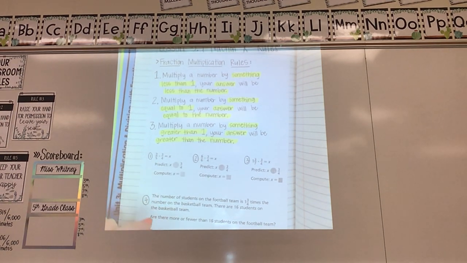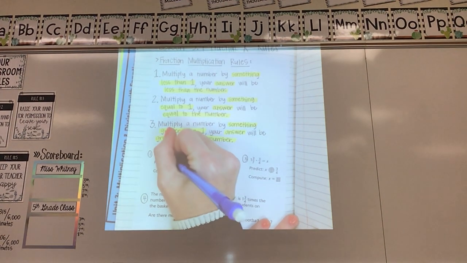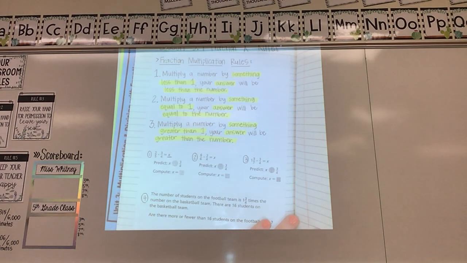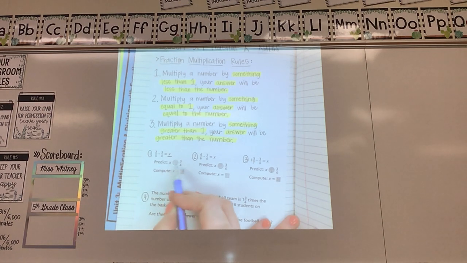Number 1 says 2/5 times 3/4 equals x. Remember, x is just like a blank. It's like, what is the answer? We're trying to figure it out. Now, today they're wanting us to make a prediction. Kind of like you do in science when you're doing an experiment, you'll make a prediction about what's going to happen. Here we're going to make a prediction about what the answer is going to be before we actually solve it. So my prediction says x, and then it has a circle.